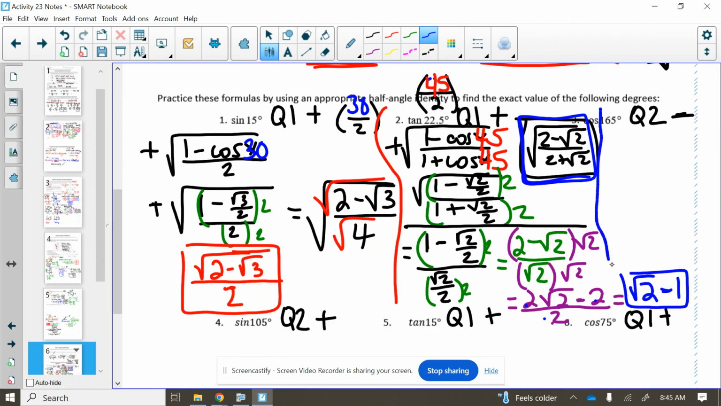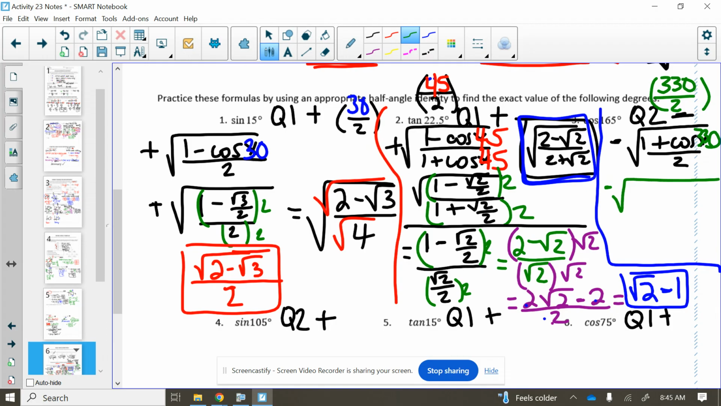All right, our last example here on this first page is cosine of 165. Again, with cosine of 165, remember, it's going to be negative since 165 is in quadrant 2, and cosine is negative in quadrant 2, and we want 1 plus cosine of x divided by 2. Now, 165, if we double that, is 330 divided by 2. So when we're plugging in, we're using 330 from the unit circle, and its cosine, which is square root of 3 over 2.